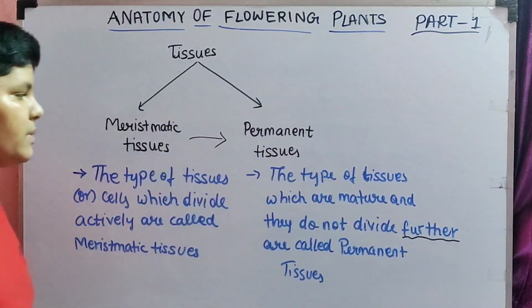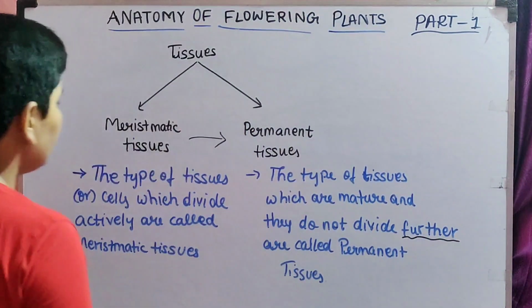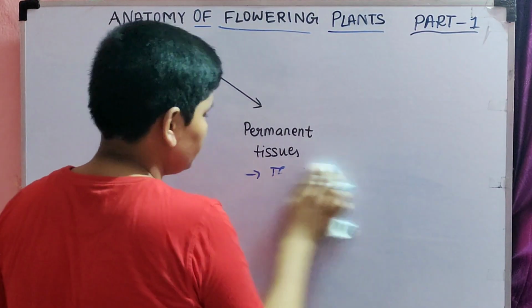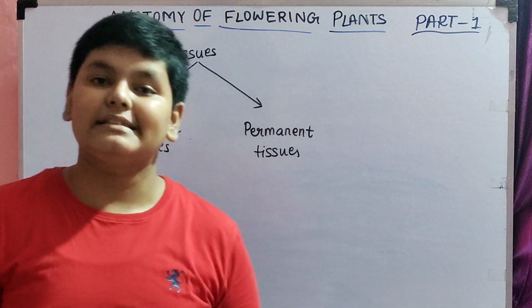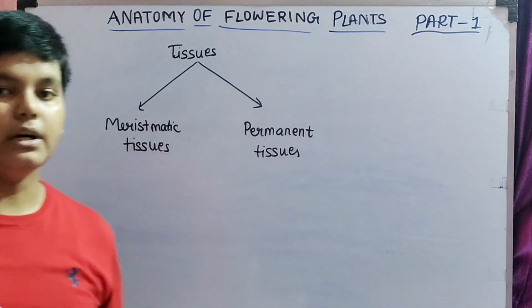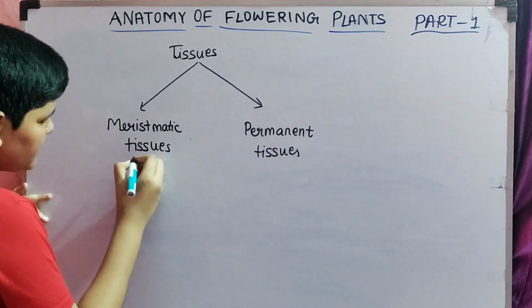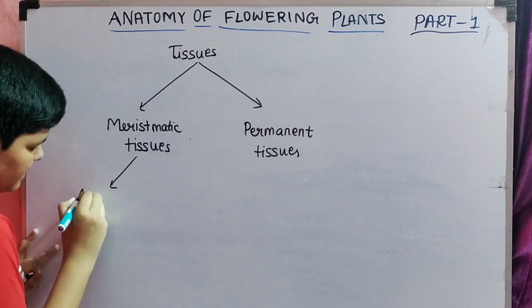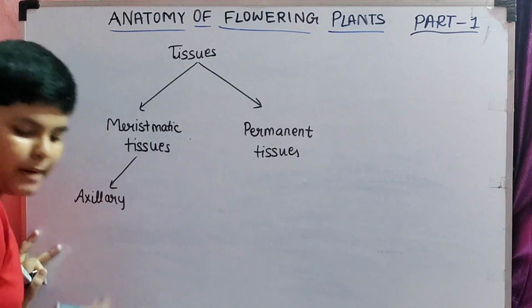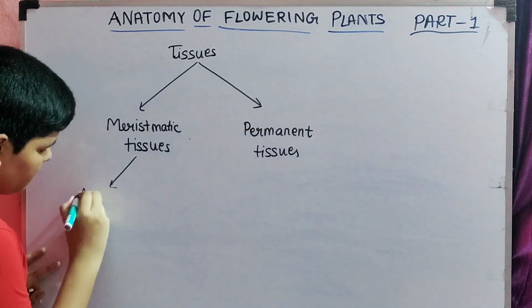Now, meristematic tissues have types. So let us now discuss the types of each and every tissue. So instead of tissues, here we will be using the word meristem. In the meristematic tissues, the first type is axillary. But instead of axillary, we use here the word apical, not axillary. Apical.